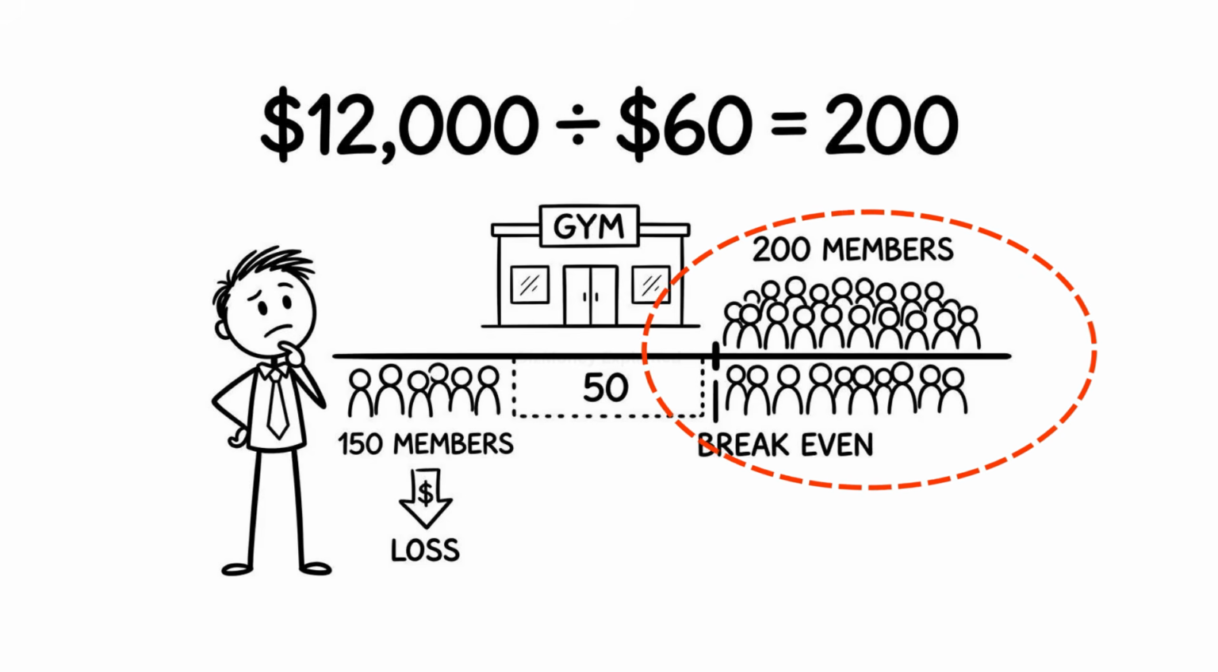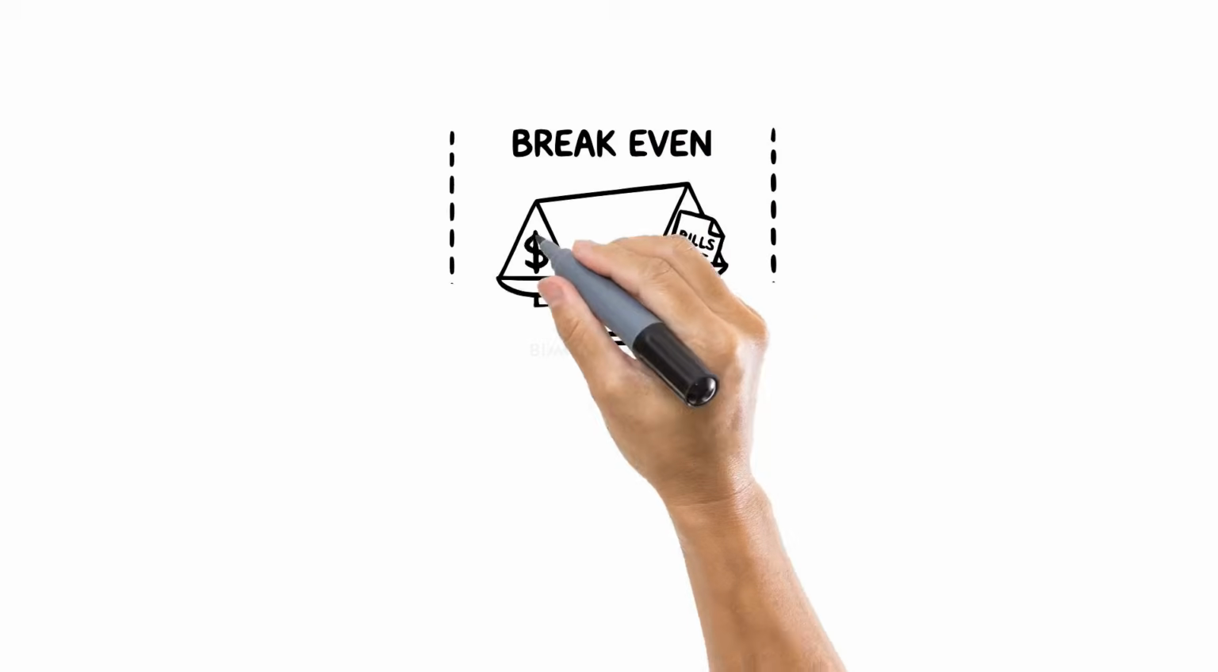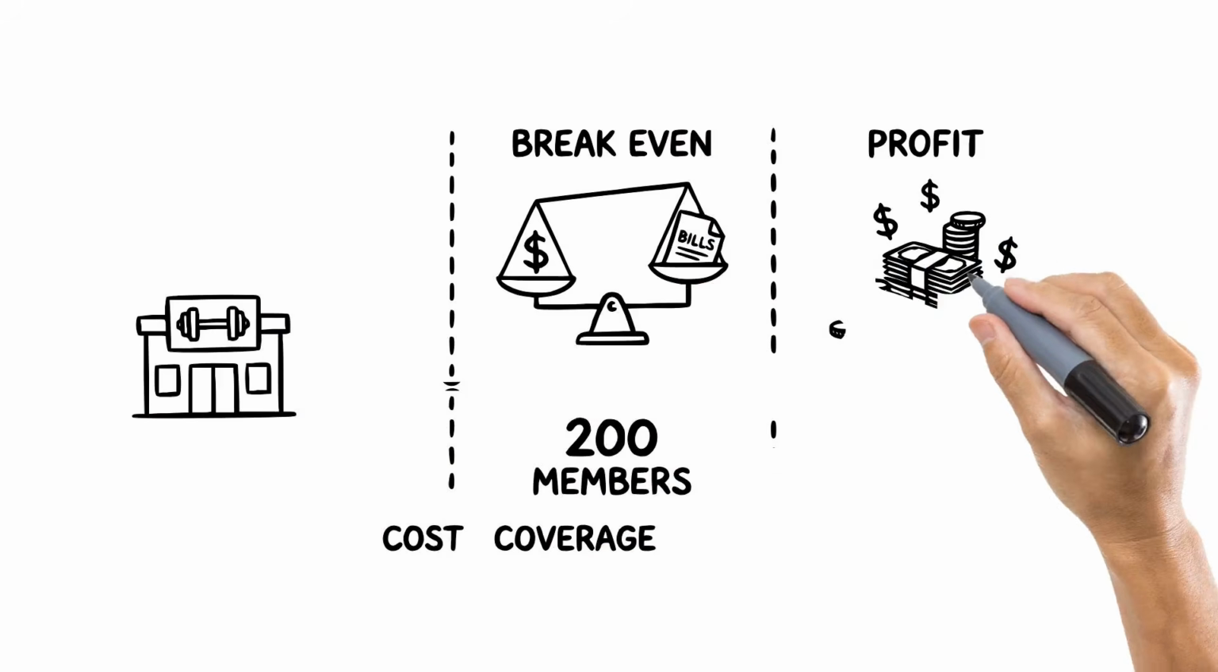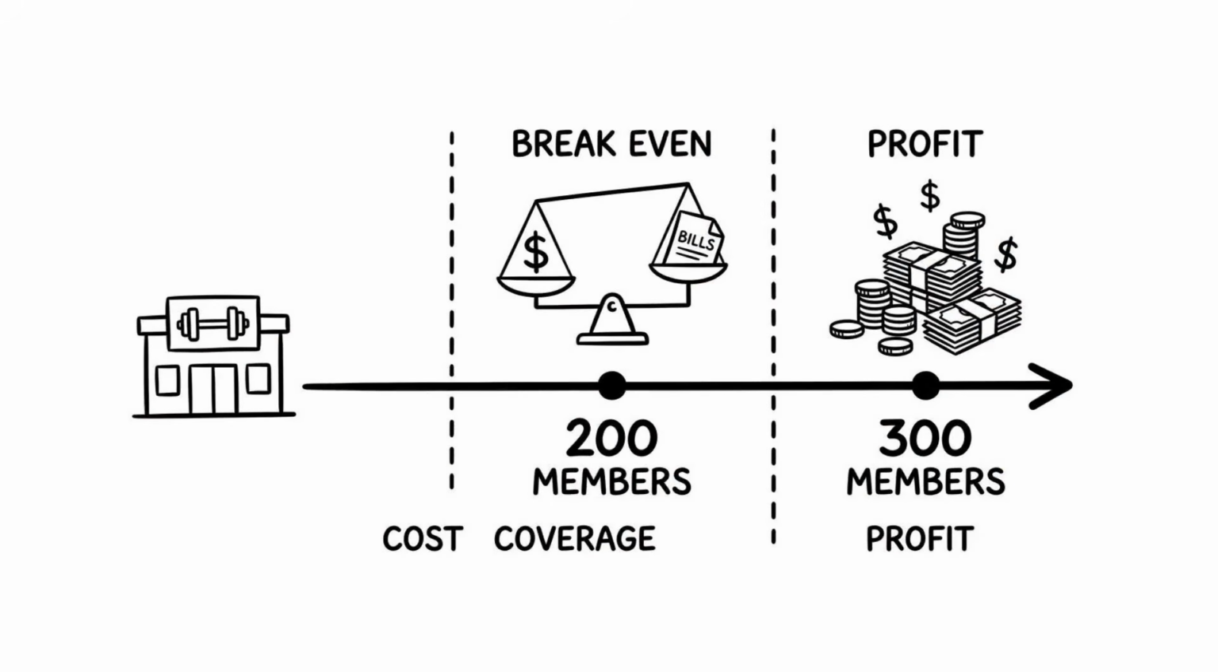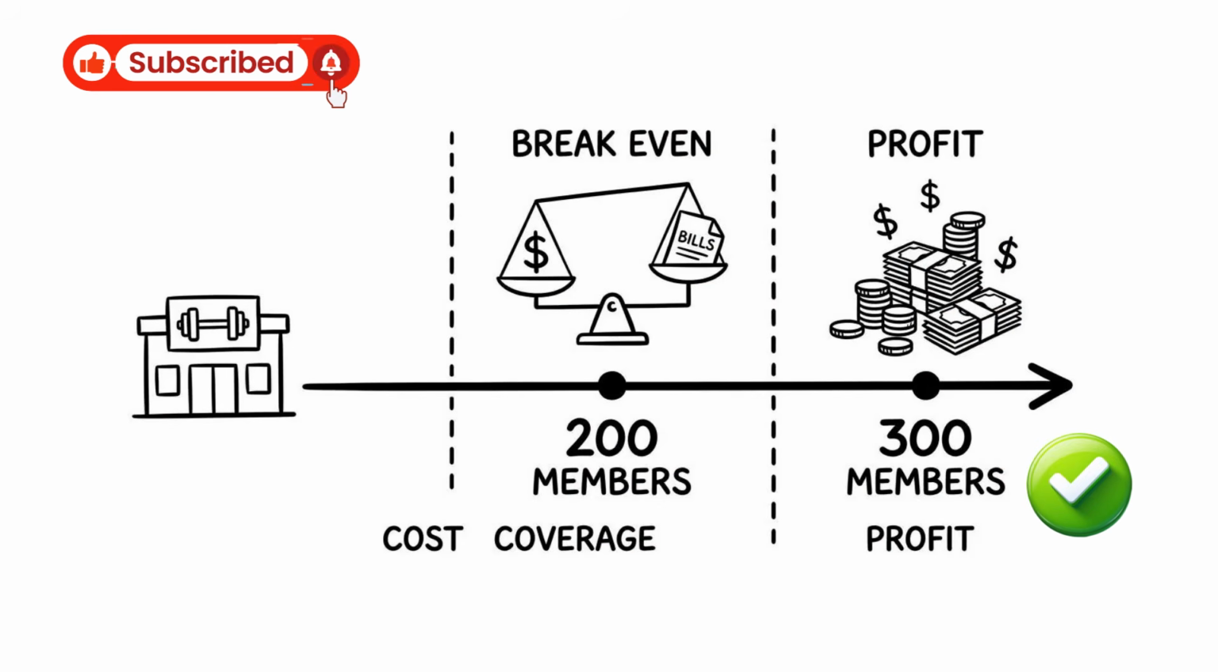At 150 members, the business is still losing money. At 200 members, it approximately covers its costs. At 300 members, the additional contribution can begin creating meaningful profit. Break-even tells owners the minimum business activity required before real profitability begins.